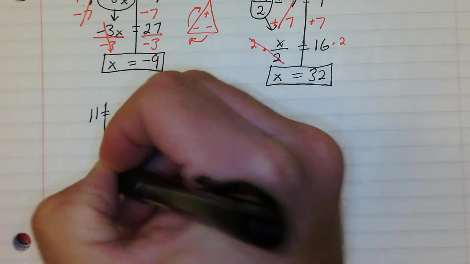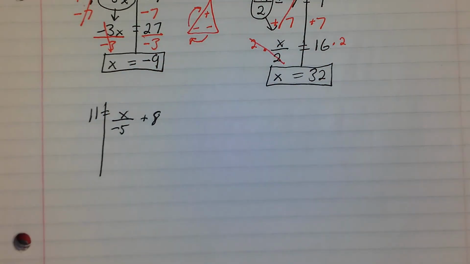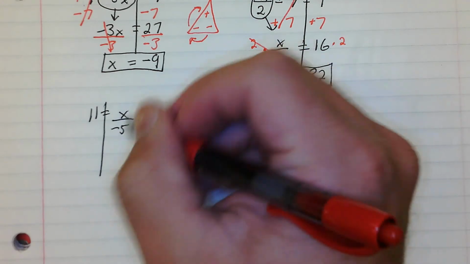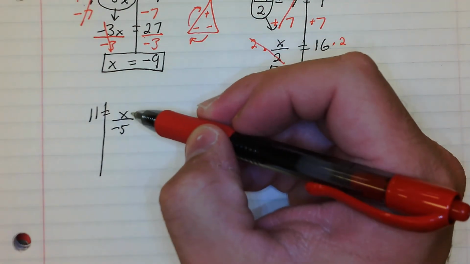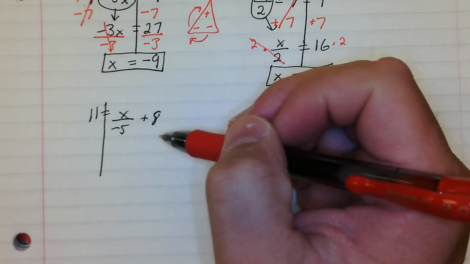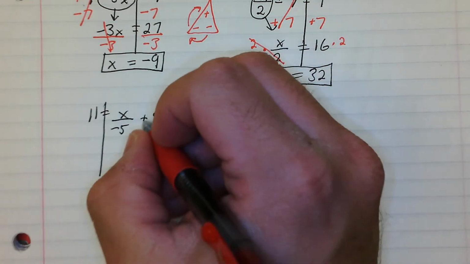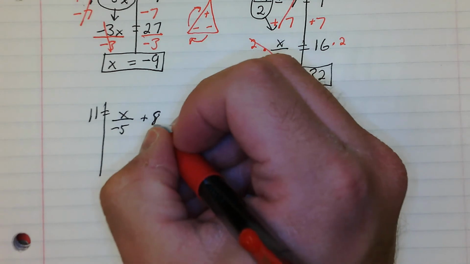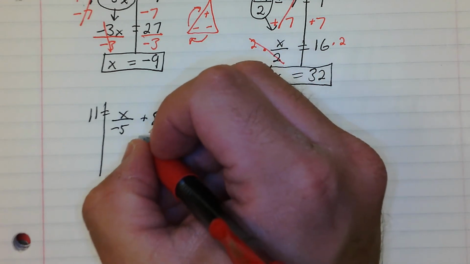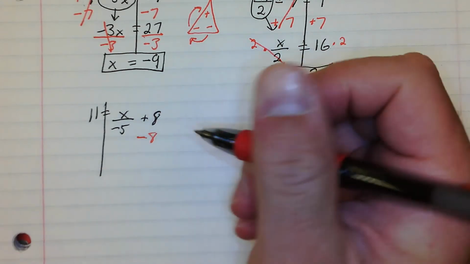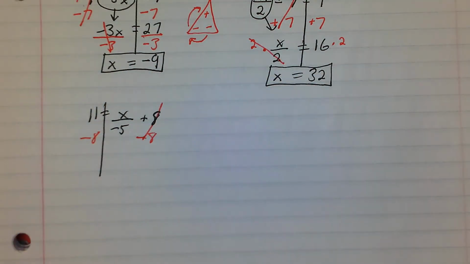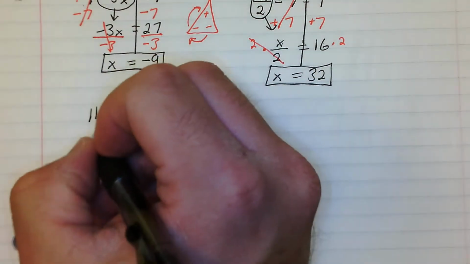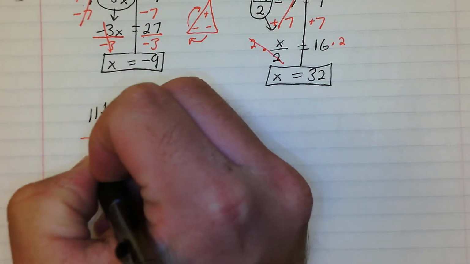So draw my wall. I don't want to mess with the x divided by negative 5 yet. I want to leave that alone because I want to do the addition and subtraction first. It makes my life a little bit easier. So let's get rid of the positive 8. Well, to get rid of the positive 8, I have to do the inverse of positive 8, and I have to subtract 8. And what I do to one side, I have to do to the other. My 8's cancel. 11 minus 8 is 3.